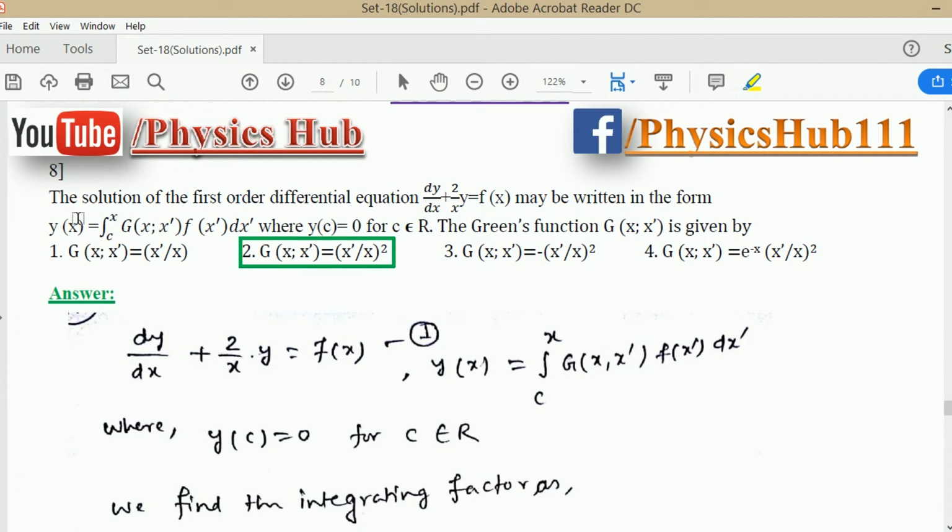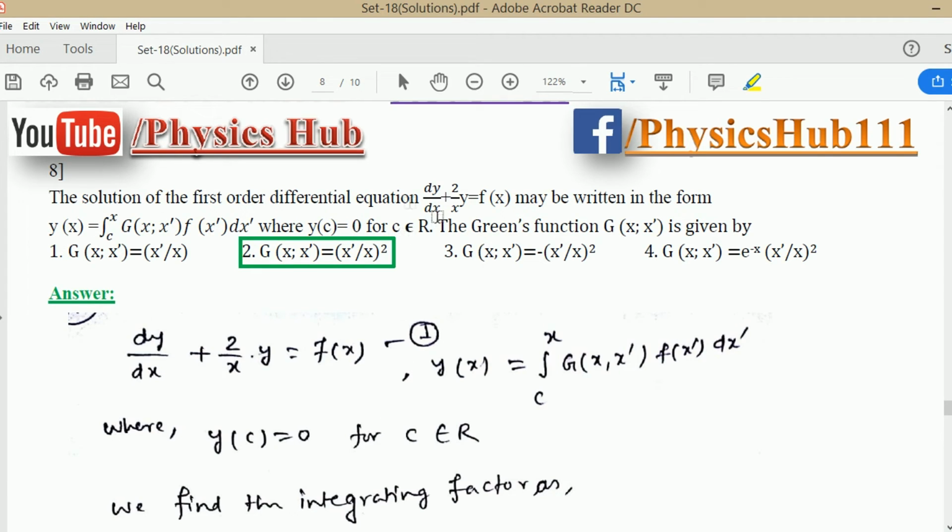Question number 8. The solution of the first order differential equation dy dx plus 2 by x into y equals f of x may be written in the form y of x equals integral from c to x of G of x, x prime times f of x prime dx prime, where y of c equals 0 for c belonging to real numbers. The Green's function G of x, x prime is given by. So this is basically a first order differential equation, and this is the solution y of x.